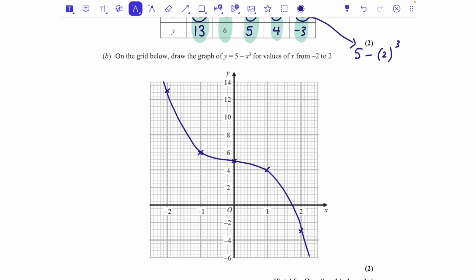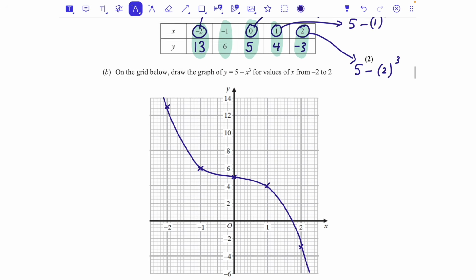So it's a negative cubic. You've got that x cubed, which makes that kind of wiggle shape. And because the x cubed is negative, that's why it's coming downwards rather than going upwards. There we go. That's it. 4 marks for that one.